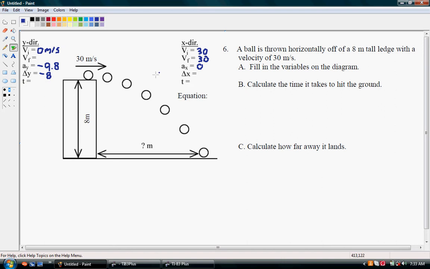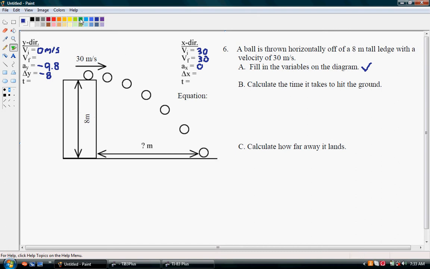Now if we could just solve for the time in the y direction, which is always the column we use to solve for time, then we know that it's the same time for the x direction. Let's see, so we filled in everything that we could with the diagram. So we'll go ahead and check that. Now it wants us to calculate the time it takes to hit the ground.